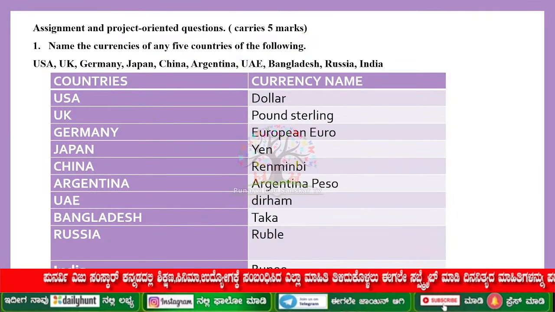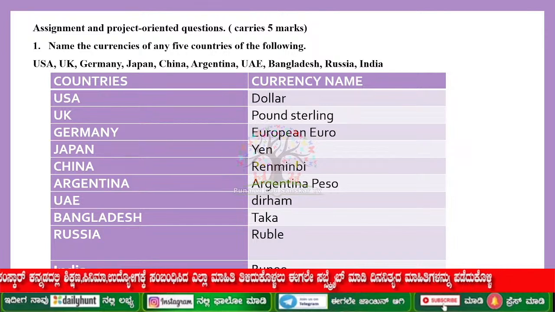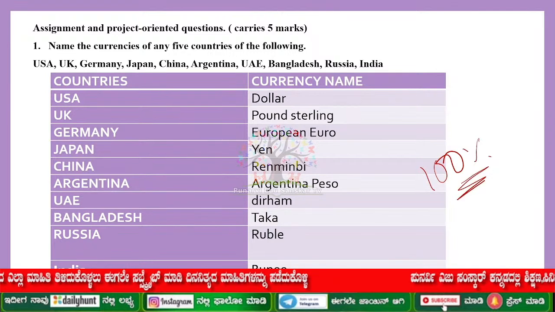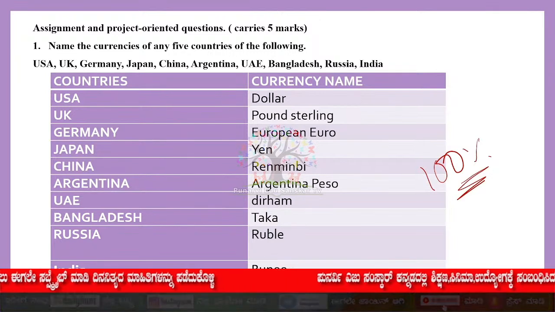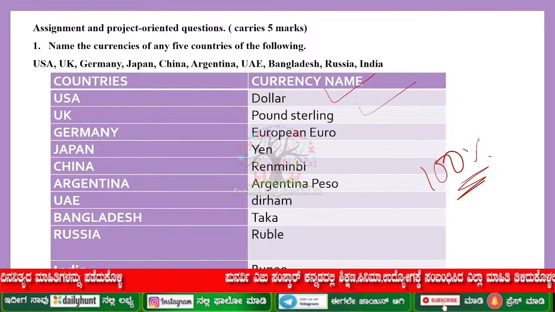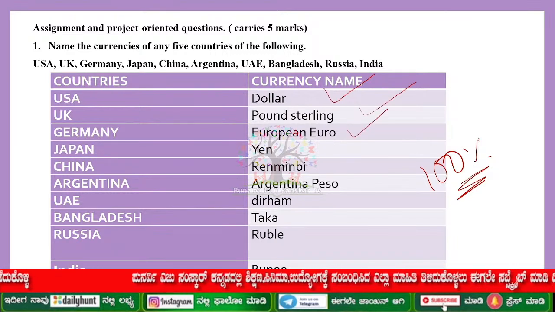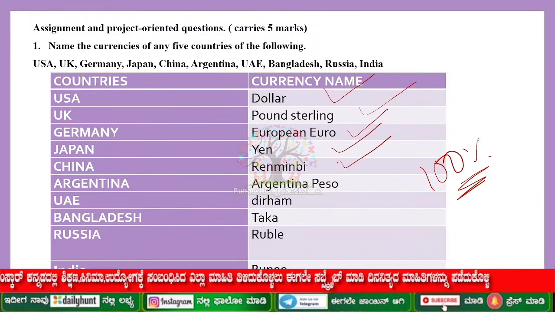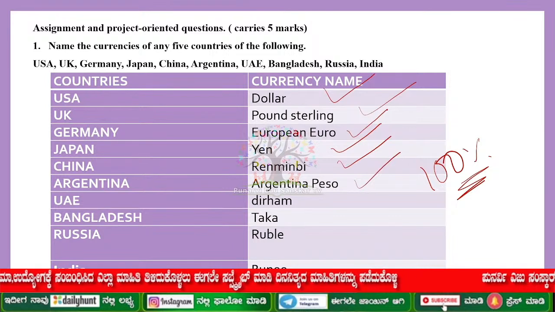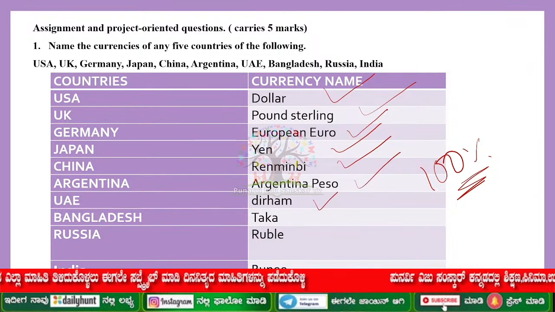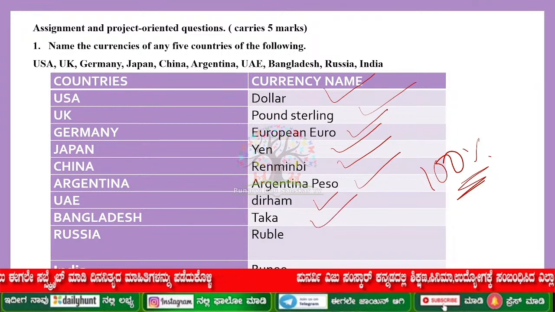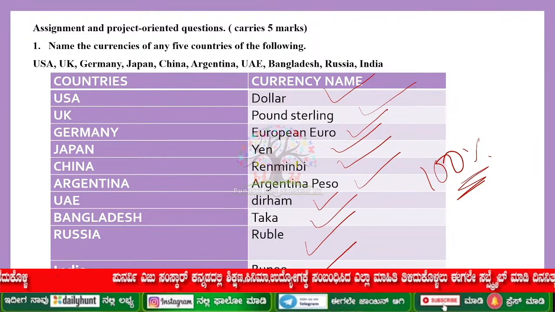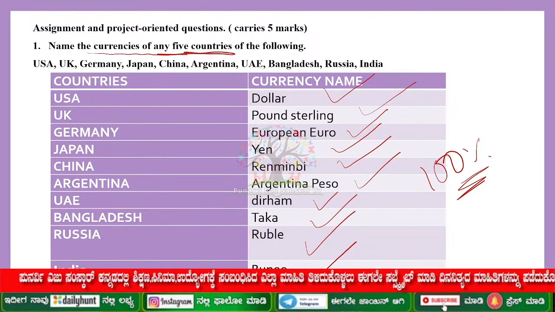Dear students, the last one is this, and even this one you can think as 100% expected practical oriented question. Okay. USA dollar, UK pound sterling, Germany European euro, Japan yen, China renminbi, Argentina peso, UAE dirham, Bangladesh taka, Russia ruble, India rupee. Okay, so they will ask you to name the currencies of any 5 countries.